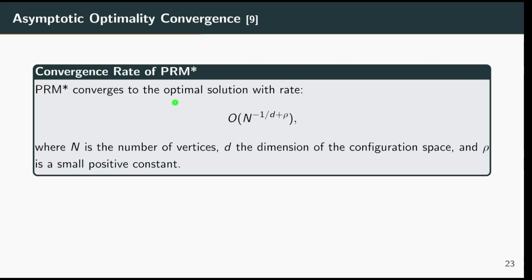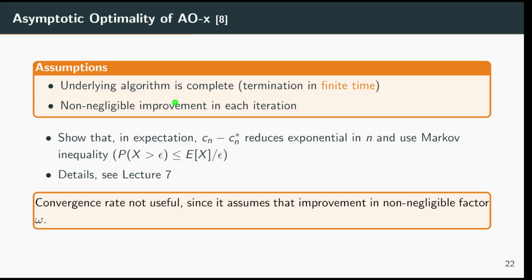Okay. Any questions before I go there about just asymptotic optimality?